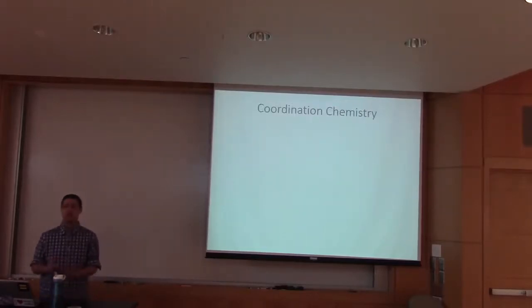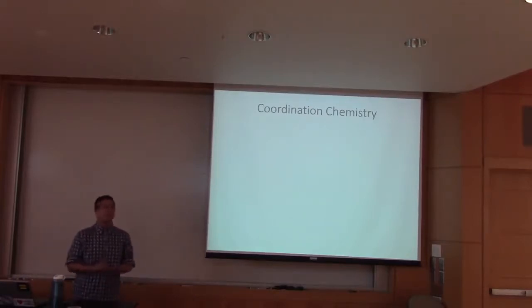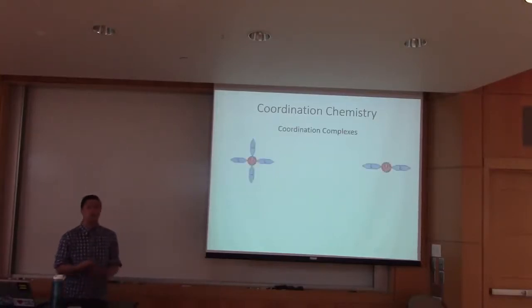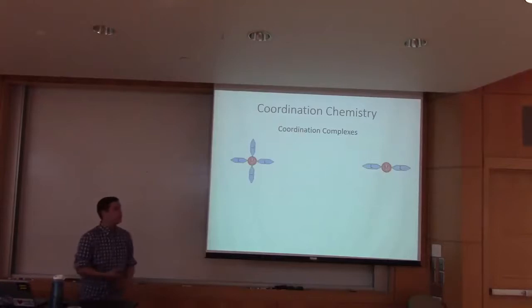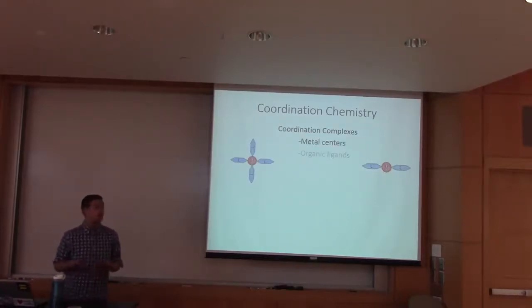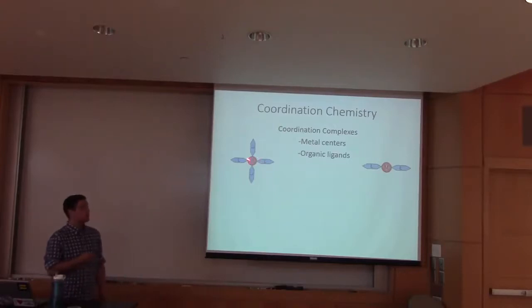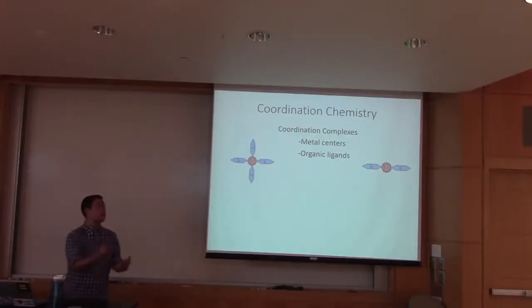The first thing we're going to talk about is something called coordination chemistry, which is one of the staples and most important things in inorganic chemistry. Coordination chemistry deals with coordination complexes. In coordination complexes, we've got metal centers and organic ligands. You can see here the M in this little red ball, that would represent the metal center. And then the L's around it are the organic ligands that coordinate around that metal.